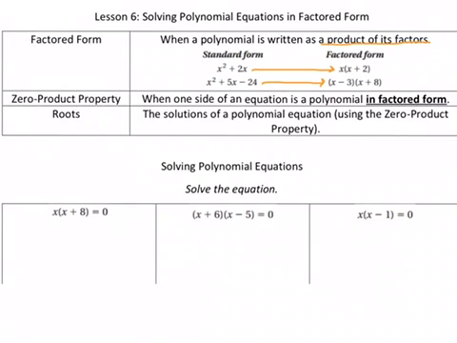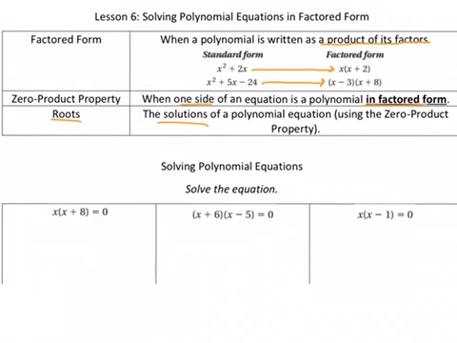So what we have to do is get it into the zero product property. That's when one side of the equation is in factored form, and we have to make sure it's all equal to 0. We want it all equal to 0, so that means all the other numbers are on the other side of the equation. And the roots are what's called the solutions for these equations. So it's pretty simple. Let's go ahead and get into some examples.